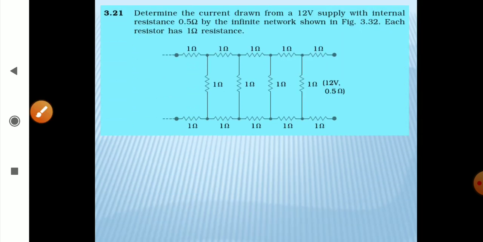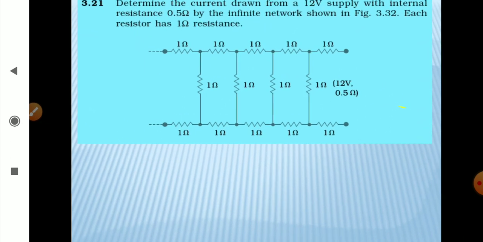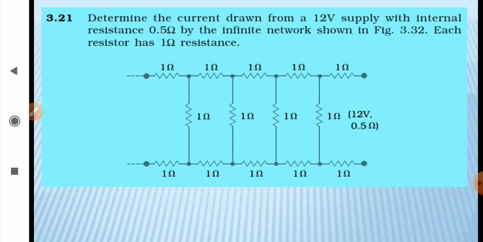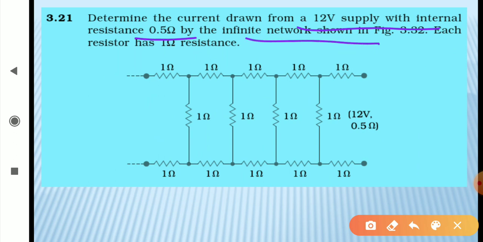So now comes a very good example from your NCERT only. This is an infinite series of resistances. Determine the current drawn from a 12 volt supply with internal resistance of 0.5 ohm by the infinite network as shown in this diagram, and each resistance is 1 ohm, right?